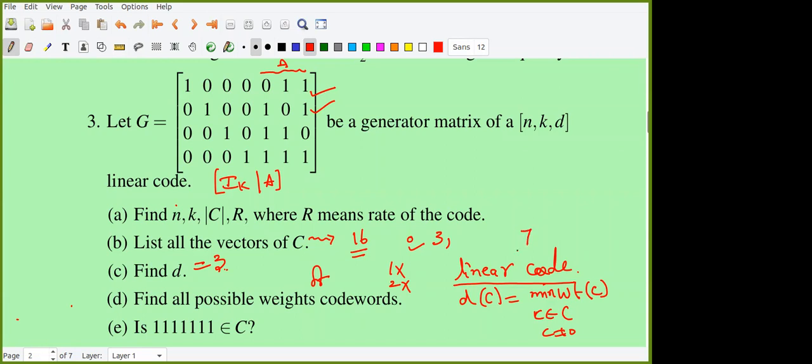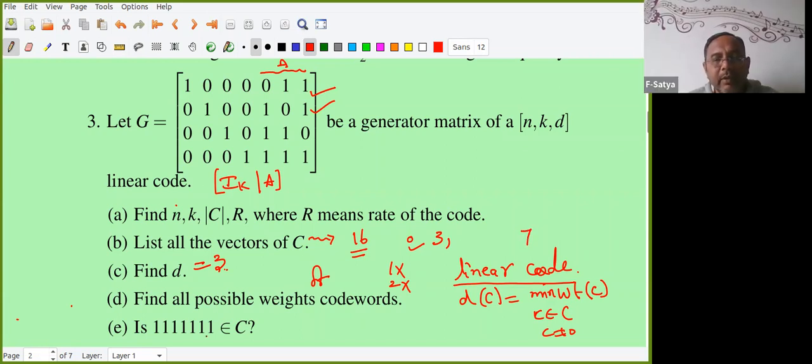So 7 is the maximum because it is all ones. Does all ones belong to C? That's why I asked this question. I have not computed all the vectors, the 16 vectors, right? You can compute and answer all these questions, but we want to do it without actually computing. So that's the idea. Can somebody tell me whether it is there?